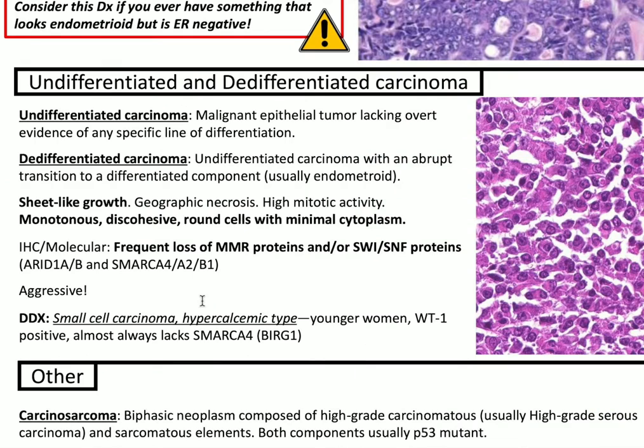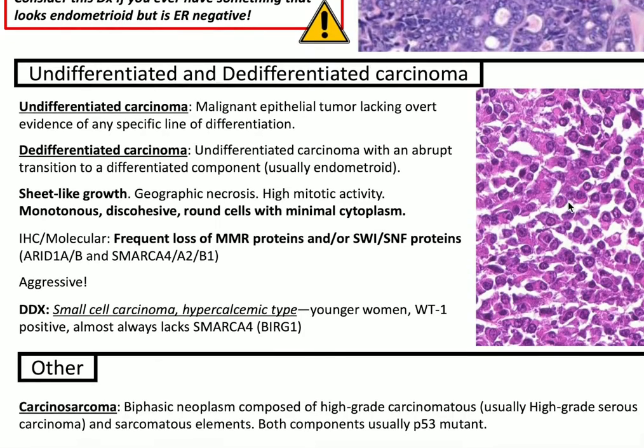Undifferentiated and dedifferentiated carcinoma. Undifferentiated carcinoma is a malignant epithelial tumor lacking overt evidence of any specific line of differentiation. Dedifferentiated carcinoma, this is undifferentiated carcinoma with an abrupt transition to a dedifferentiated component, usually endometrioid. You'll have sheet-like growth, where you have geographic necrosis, high mitotic activity. It'll be monotonous, discohesive round cells with minimal cytoplasm. Molecularly, you'll have frequent loss of MMR proteins and/or SWI/SNF proteins, your ARID1A/B, and SMARCA4/A2/B1. And it's aggressive. Your differential is small cell carcinoma hypercalcemic type, which is seen in younger women. It'll be WT1 positive and almost always lacks your SMARCA4, BRG1. And we'll talk about that in a bit.